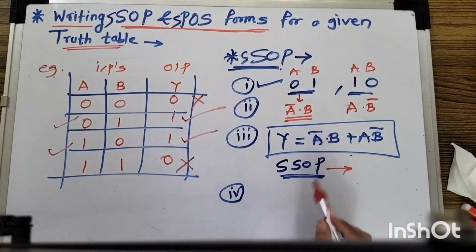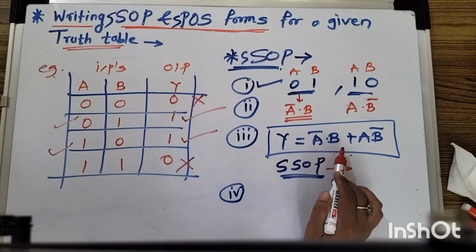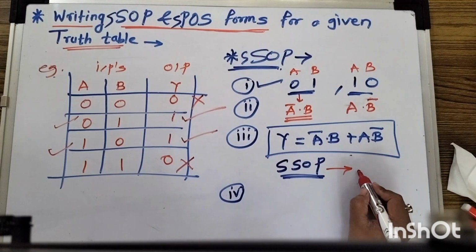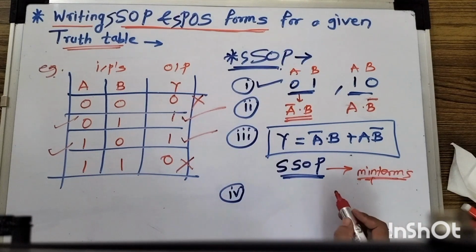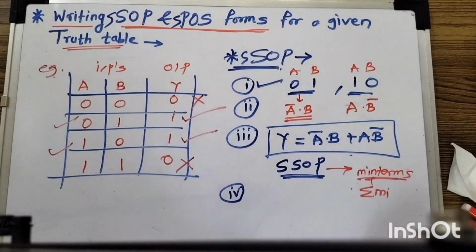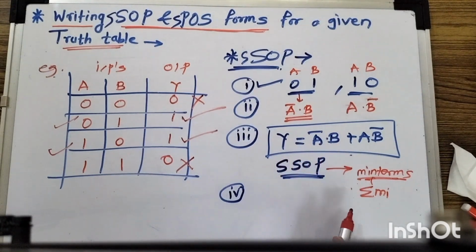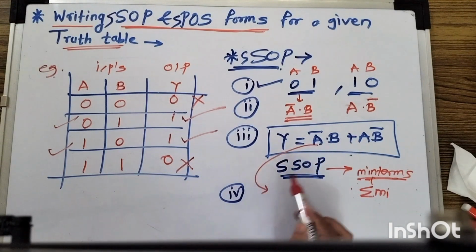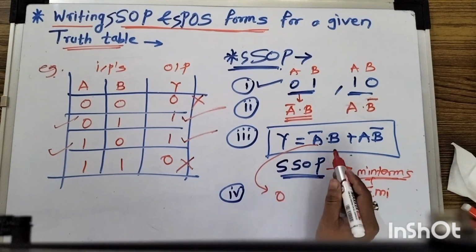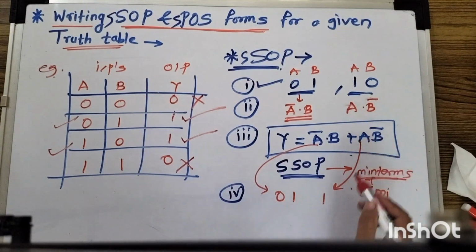So here I will again tell you that this is our logical expression, and as it is a standard SOP form, we can get only minterms, and as we know, minterms are denoted by summation small m i. So how can we write this expression in terms of minterms? The process is very simple. We first write the binary number for each product term. For this product term, the binary number is A bar means 0, B means 1, and for this product term, A is 1 and B bar means 0.